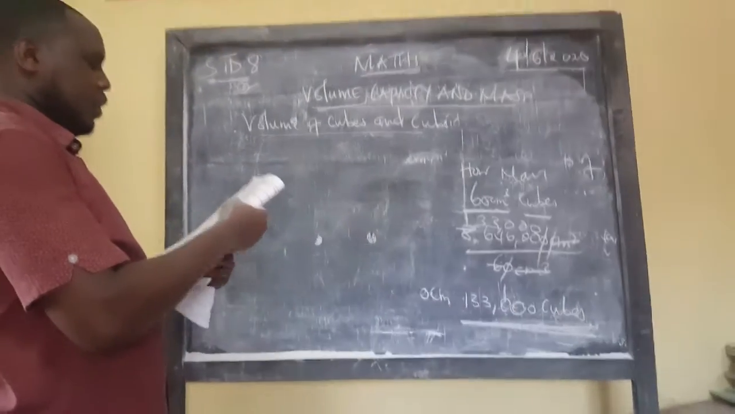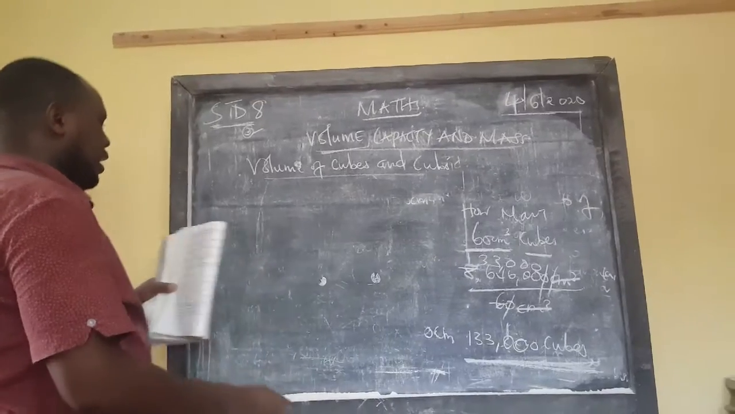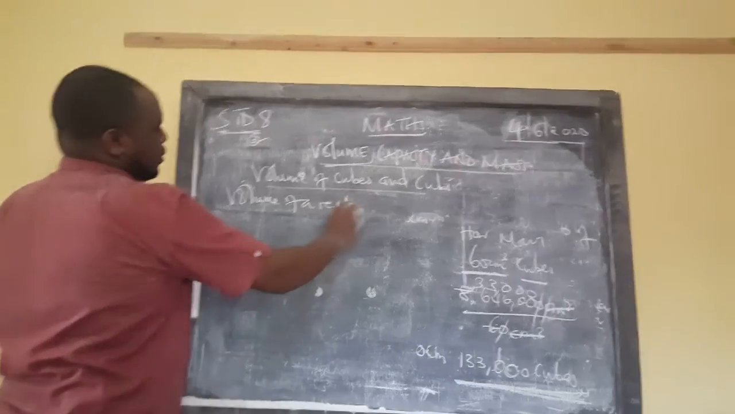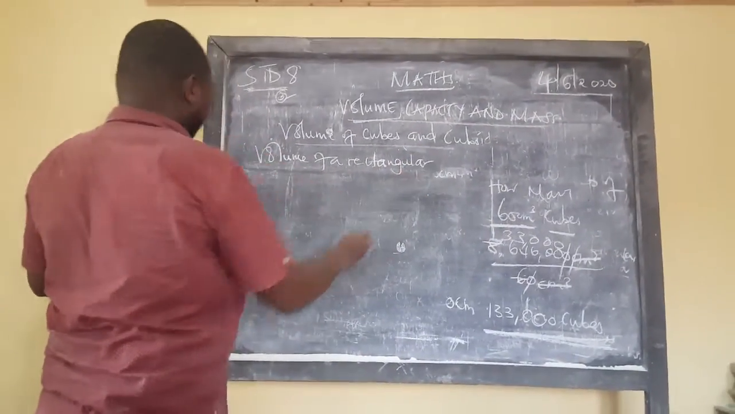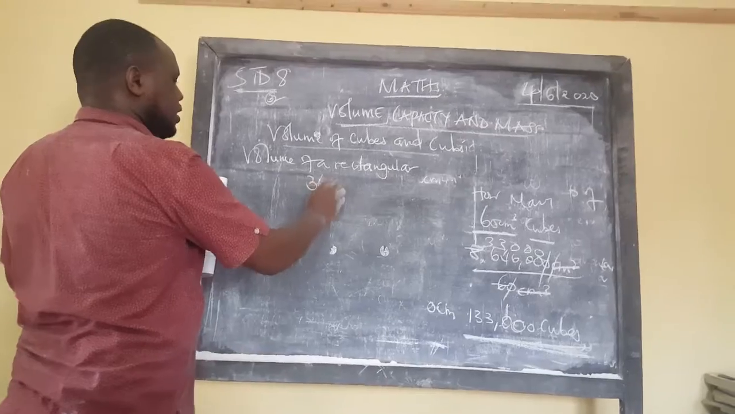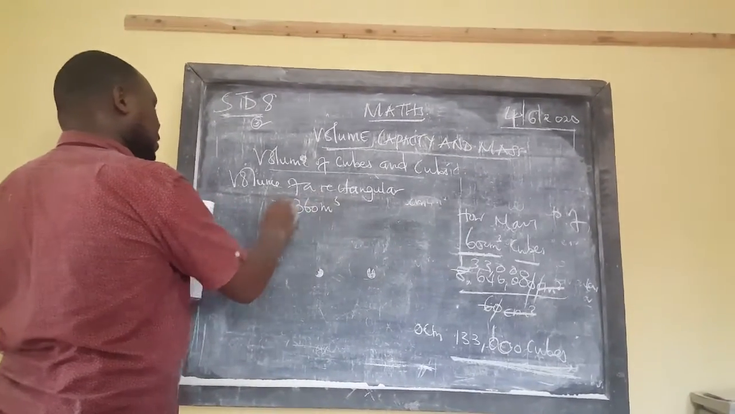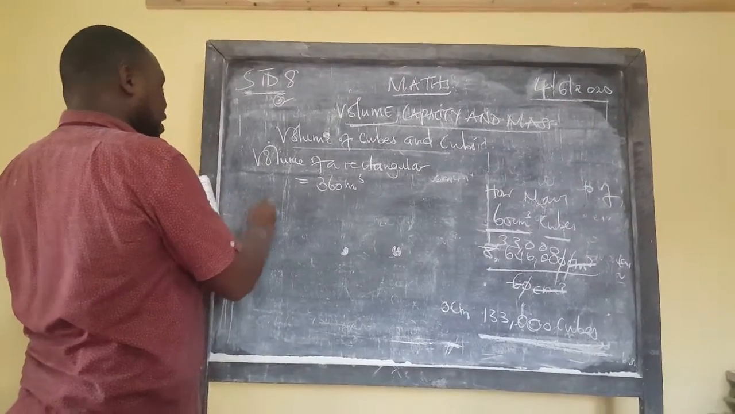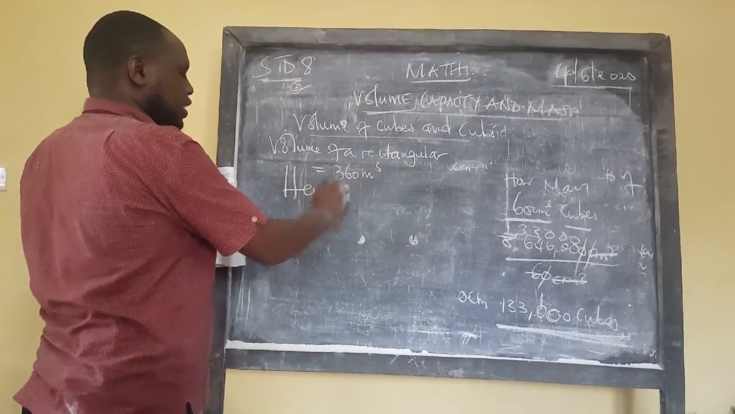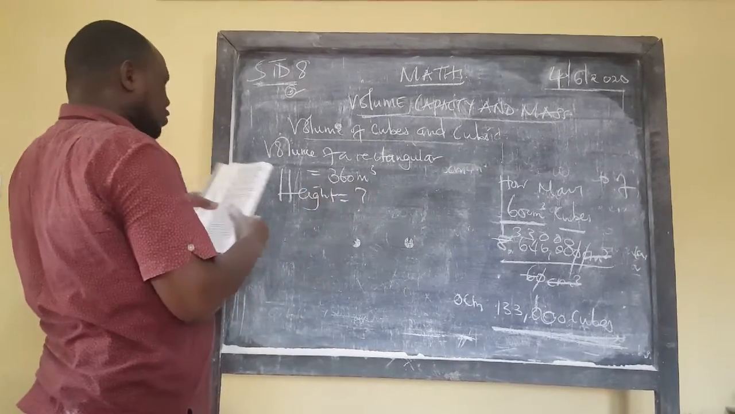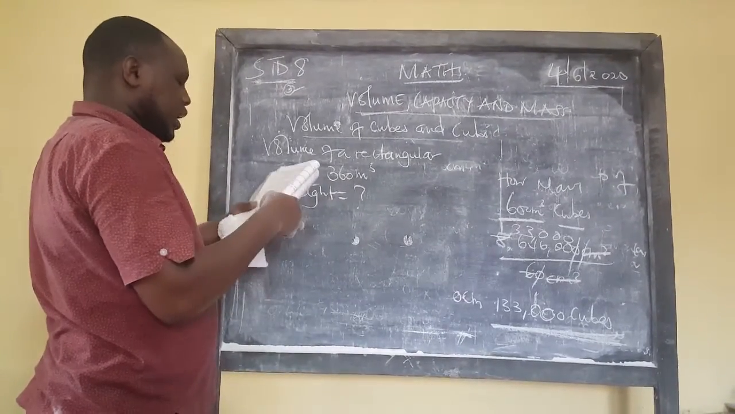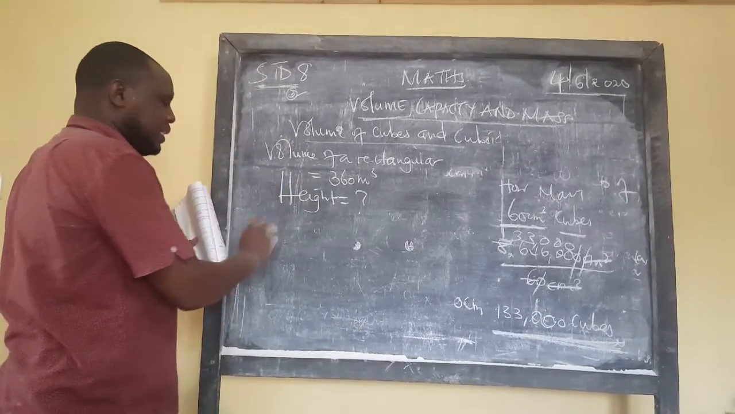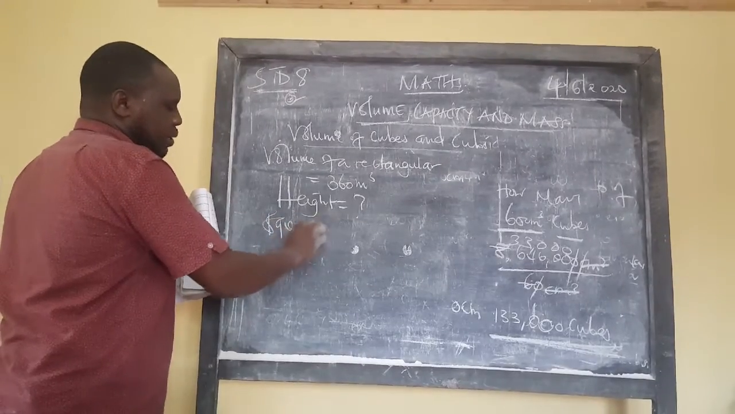You are told the volume of a rectangular tank. The rectangular tank measures 360 cubic meters. That is the volume of that tank. What is the height of the tank? So whatever is in question is the height. What is the height of the tank, if it has a square base? Listen, learner. This tank is a rectangular one, but it has a square base.